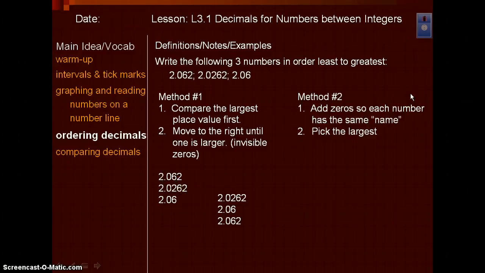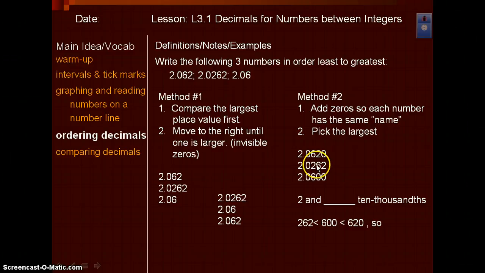Method number 2 is to add zeros so each number has the same name, the same place value. Remember, we name a number based on its place value. If I follow the same process, I make each of these numbers end in the 10,000ths place. If I have 2 and 620 10,000ths, 2 and 262 10,000ths, 2 and 600 10,000ths, 262 is less than 600, is less than 620. Therefore, 2.0262 is smaller than 2.06, is smaller than 2.062.